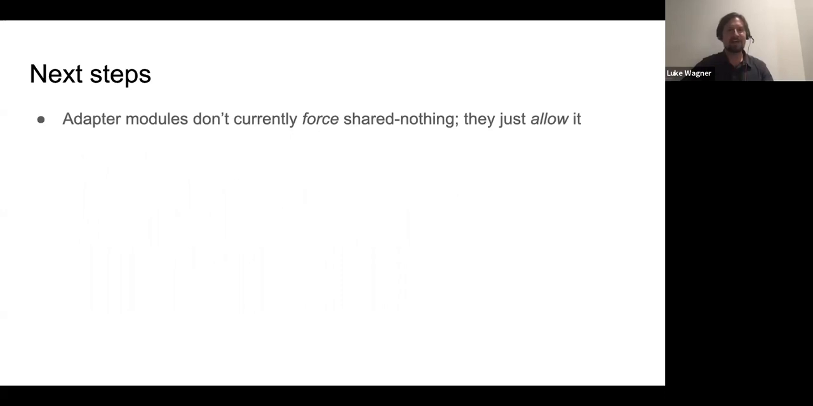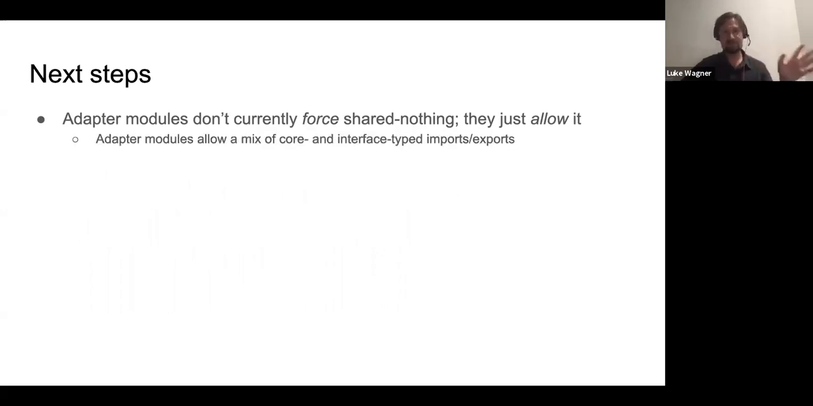Following up, just to note, adapter modules, as currently proposed, they don't force shared nothing, they just allow it. That is to say, they allow a mix of core and interface typed imports and exports in the signature. And this enables various practical use cases like Emscripten. If you think about what Emscripten wants, it doesn't want to forcibly be shared nothing. It just wants to use interface types to optimize certain things and then fall back to what it's doing now for all the other fancy things it does.